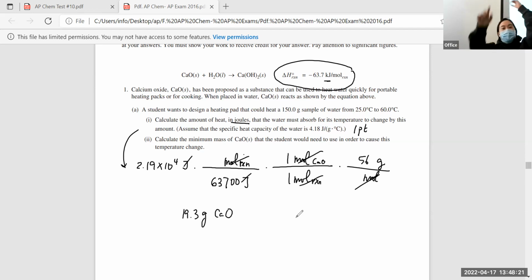So if I react 19.3 grams of calcium oxide, then it's going to release 2.19 times 10 to the fourth joules, which is how much heat needs to be released to go from 25 degrees Celsius to 60 degrees Celsius.